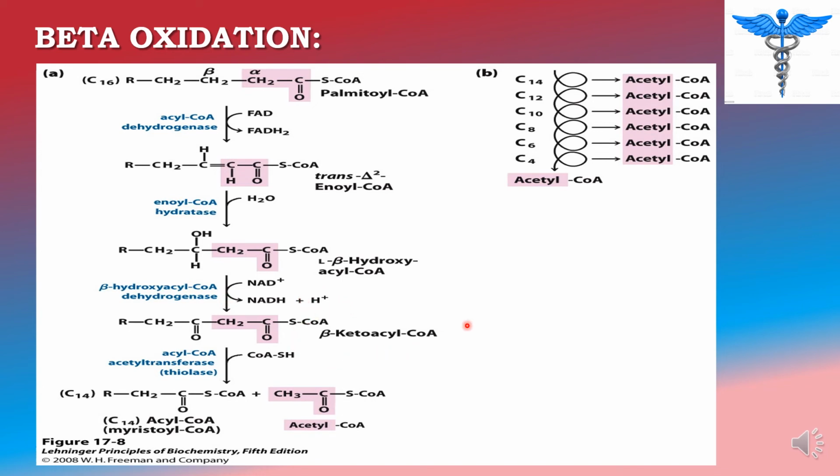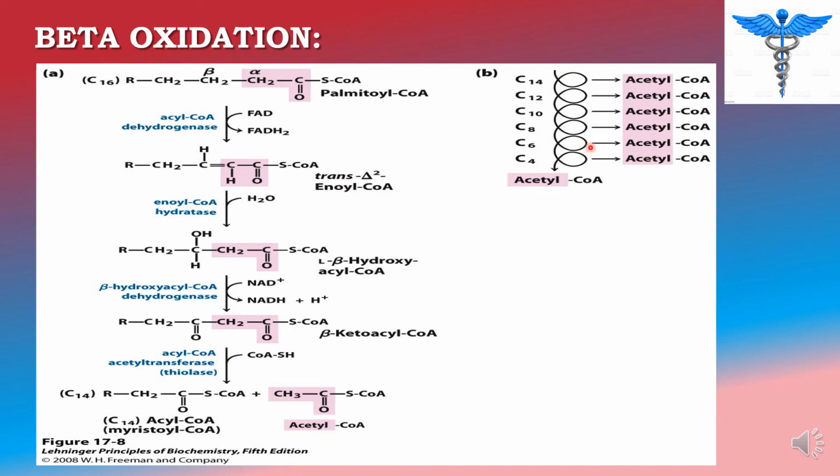The beta ketoacyl coenzyme A in the fourth step is then cleaved to acyl coenzyme A, which has 2 carbons less than the original palmitic acid, which was having 16 carbons, and acetyl coenzyme A, which is a 2 carbon compound. Here the addition of coenzyme A with the thiol group is aided by an enzyme thiolase.